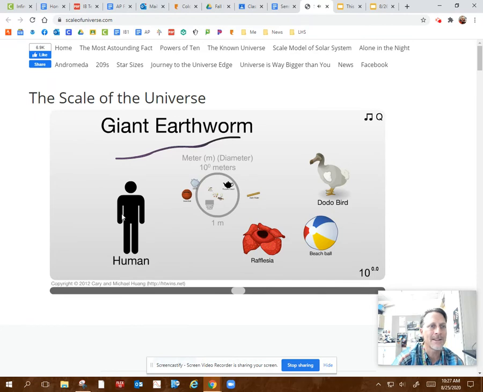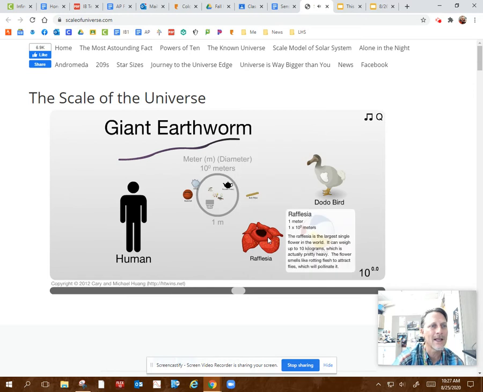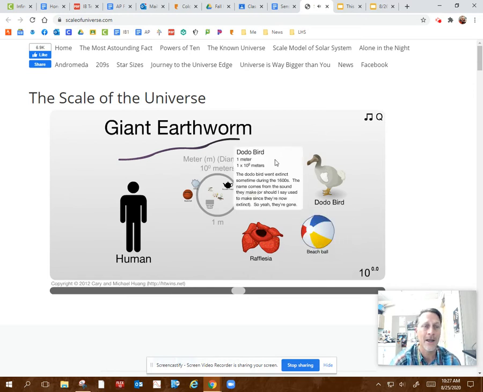And notice that things that are in this order of magnitude are like us as humans. We're like 1.7 meters, or 1.7 times 10 to the 0 meters. We've got some beach balls, dodo birds, and anything I click on, it's going to give me not only its size, but it's going to talk about some facts about it too.